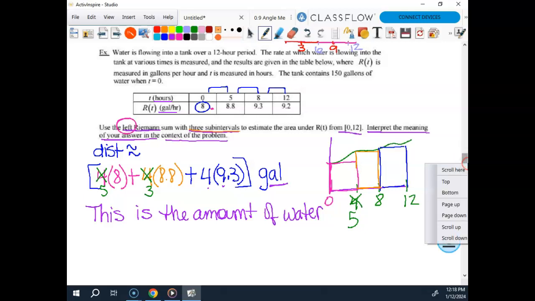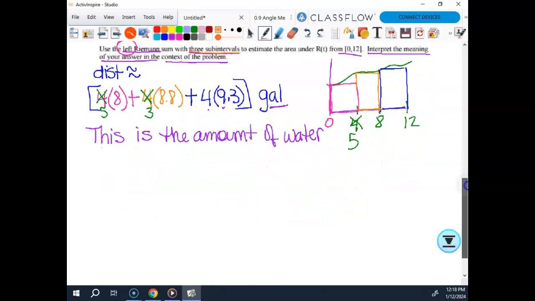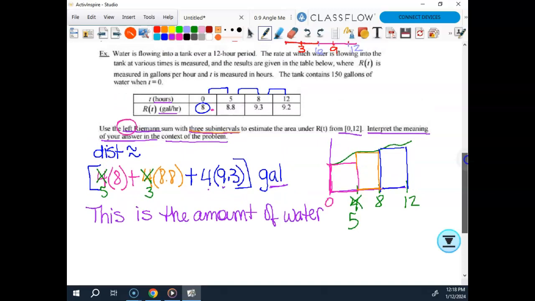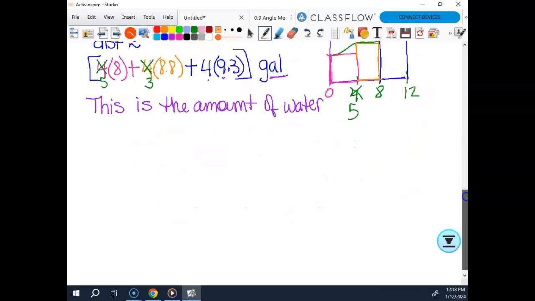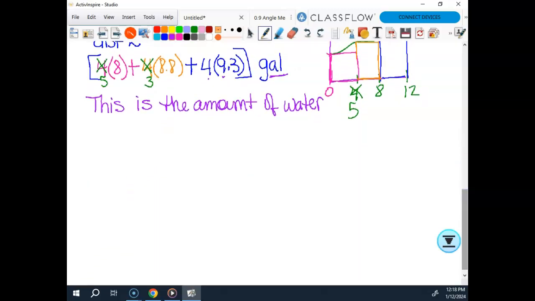So it's the amount of water, not that's in the tank, but that flowed in, came in, however you want to write it. But since it says flowing, I'm going to say flowed. That flowed into the tank.